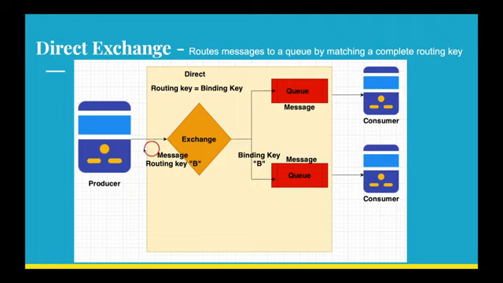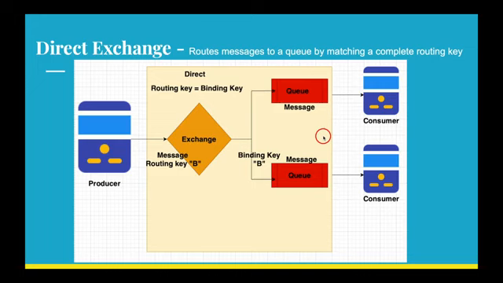Direct exchange routes the messages to the queue by matching a complete routing key. Here if you observe, we have a routing key as B. When the producer sends the message to the exchange, the routing key is B. So it routes the messages to the queue by matching the complete routing key. If the routing key matches the binding key, that is B, then it will send the messages to that appropriate queue here. Routing key equals binding key. So that is the direct exchange, guys.